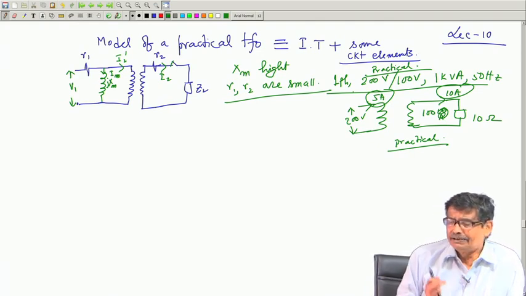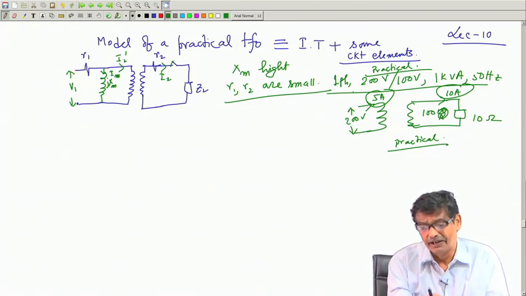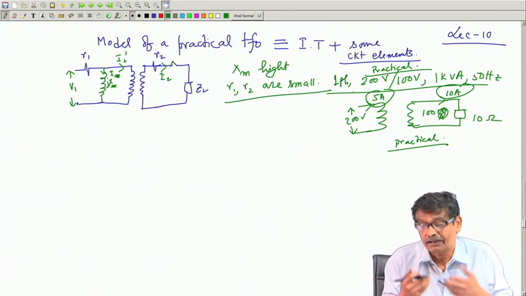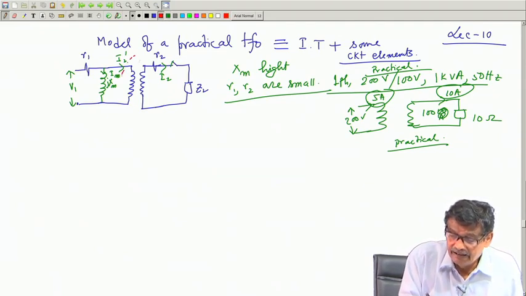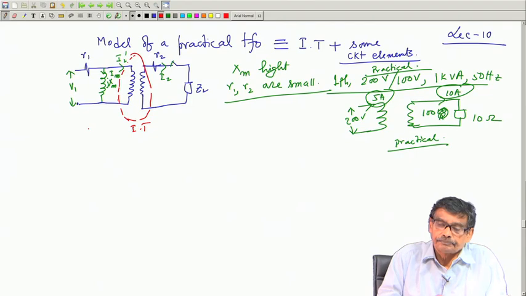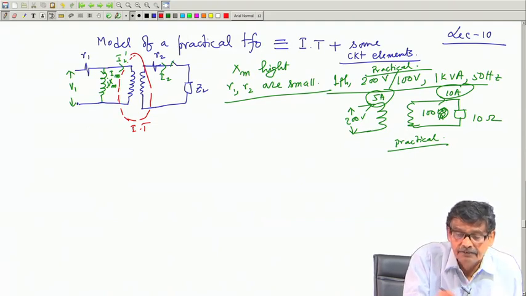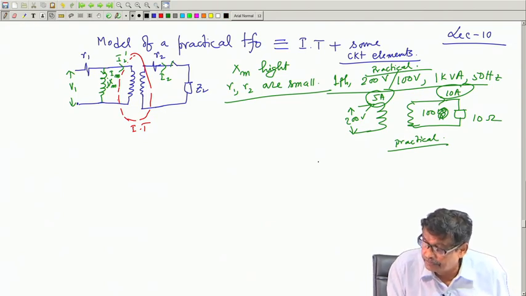But still, now let us see whether those parameter values can be taken into account, and if they can, how. To do this, as I told you, this portion is the ideal transformer, and we go on adding parameters. Next, I have assumed in the transformer that all the fluxes are leakage flux. For example, consider the core of the transformer.